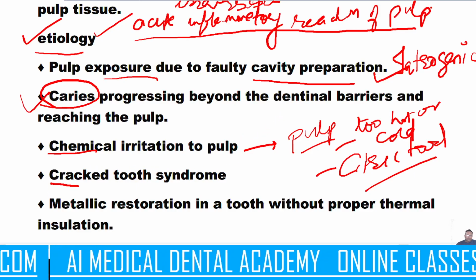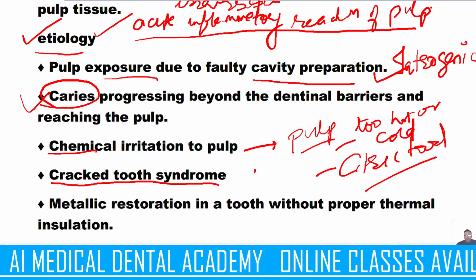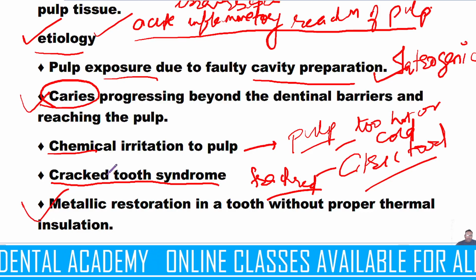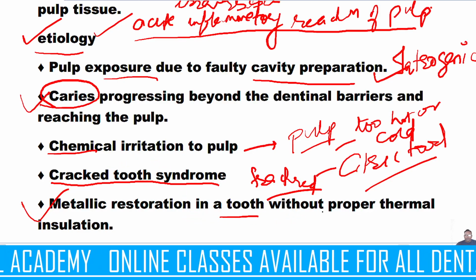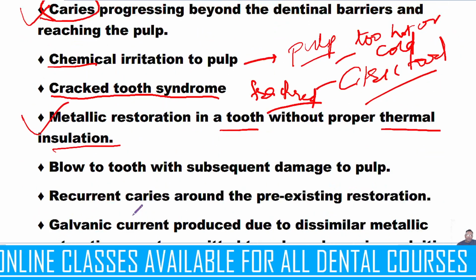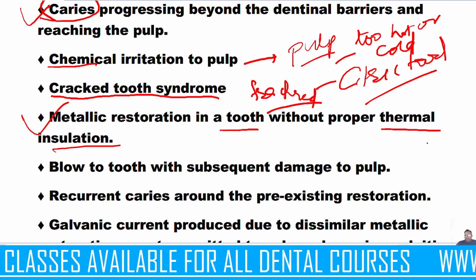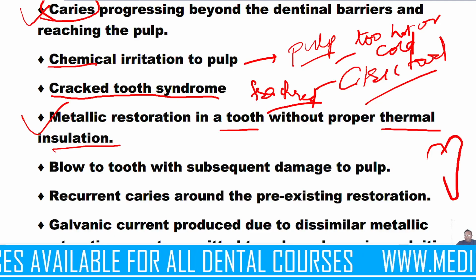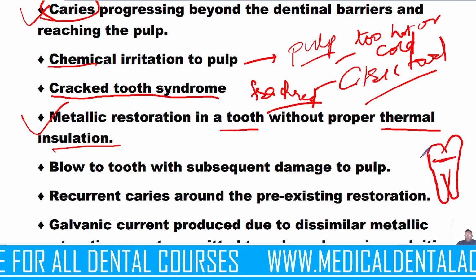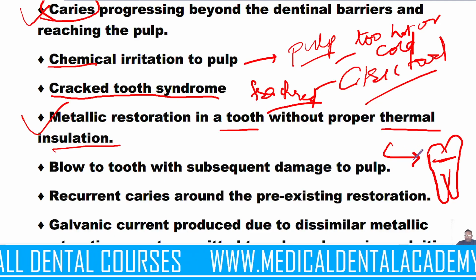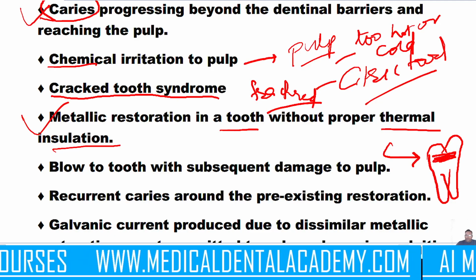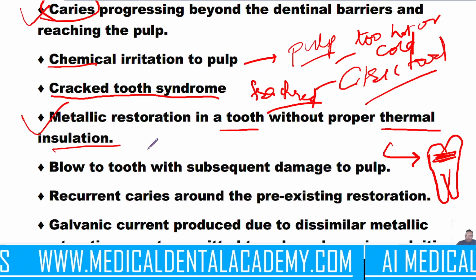Other etiology is cracked tooth syndrome. It is a fractured tooth, or the tooth is cracked. Restoration is given without proper thermal insulation. So what does it mean? For example, this is a tooth and the pulp is here. When you give a restoration, if it is close to the pulp, you have to place a base as well as a liner over the pulp.